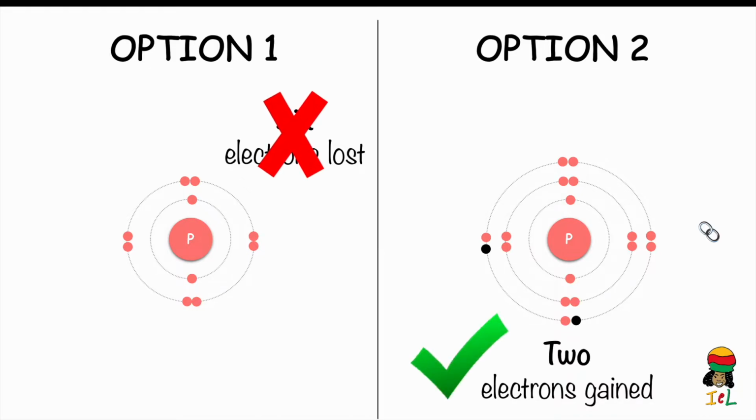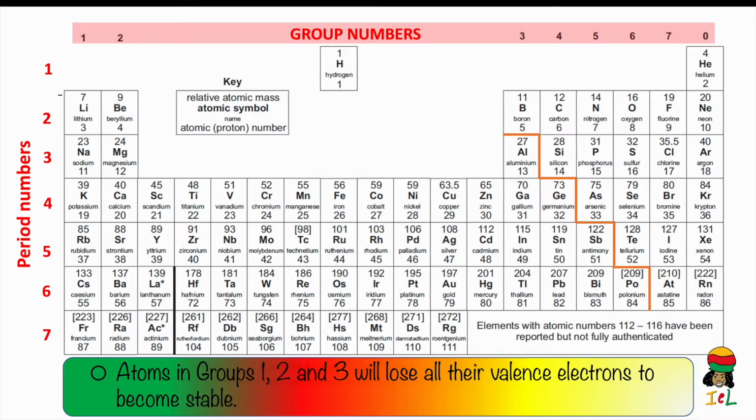When atoms in group 6 gain 2 electrons to become stable, their stability number is 2. And just to reinforce what we're saying, atoms in groups 1, 2, and 3 will lose all their valence electrons to become stable. And the number of electrons lost is the stability number.